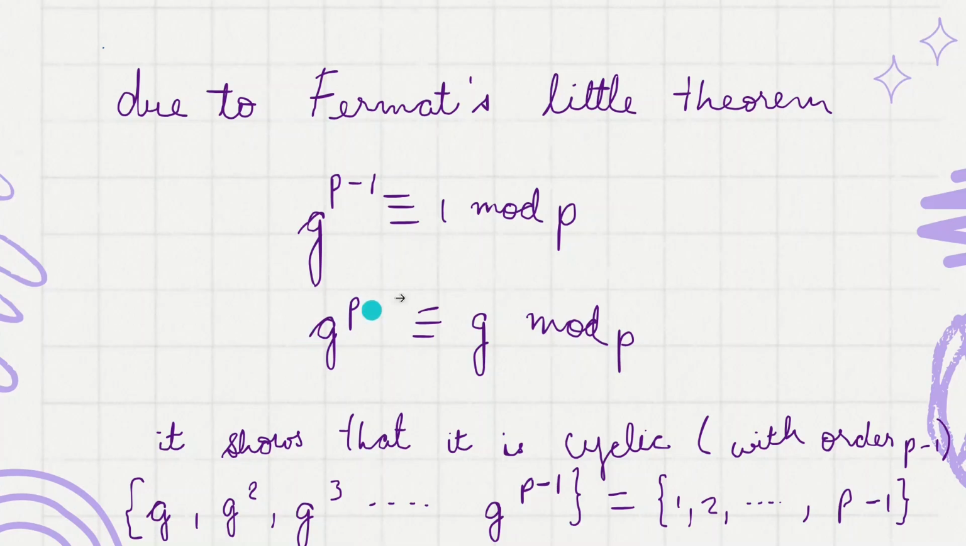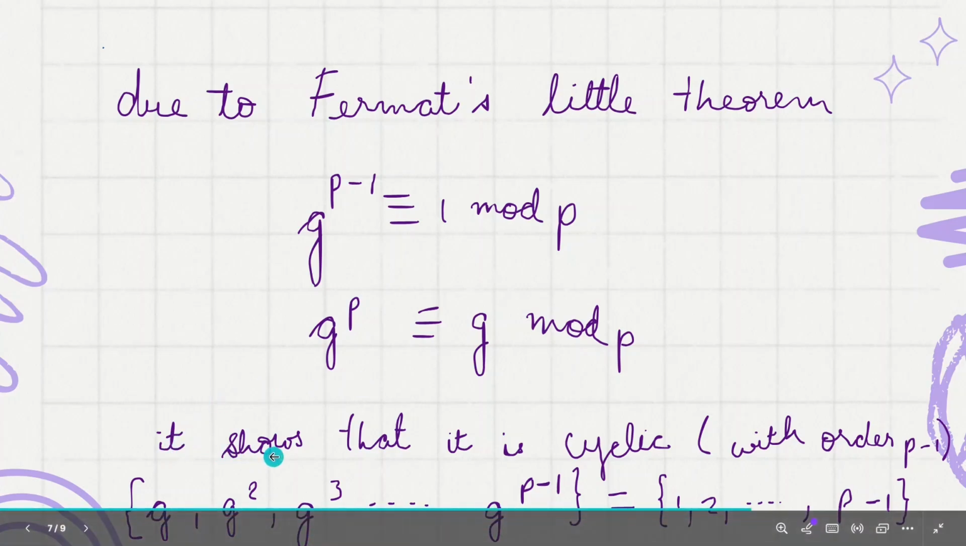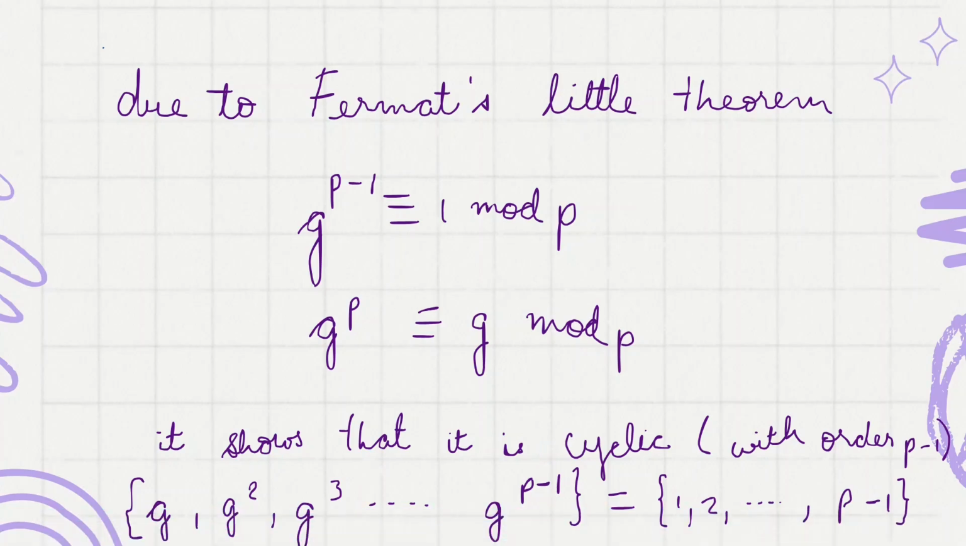So now we see that it's cyclic. g to the power of p plus 1 is congruent to g to the power of 2 mod p, and so on. So this shows that it is cyclic with order p minus 1, with the powers 1, 2, 3, up to p minus 1. This set, g to the power of 1 mod p, g to the power of 2 mod p, and so on, up to g to the power of p minus 1 mod p, is equivalent to all the numbers in Zp star.